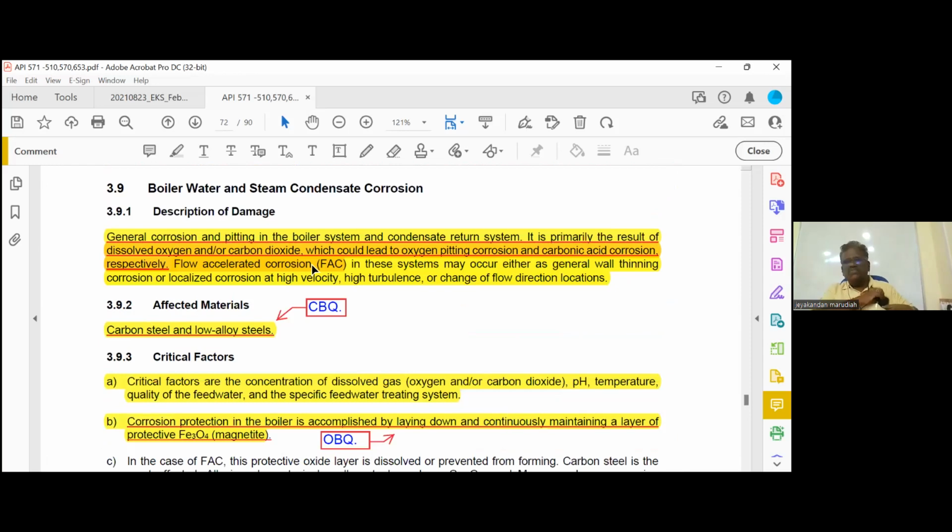So what is boiler water and steam condensate? See how the boiler is working. We are using boiler feed water and the water travels through the water wall panel and there will be a burner. Because of the heat, the water will convert into steam and the steam will reach the turbine to rotate the turbine, which is coupled with the generator. So power generation will be there.